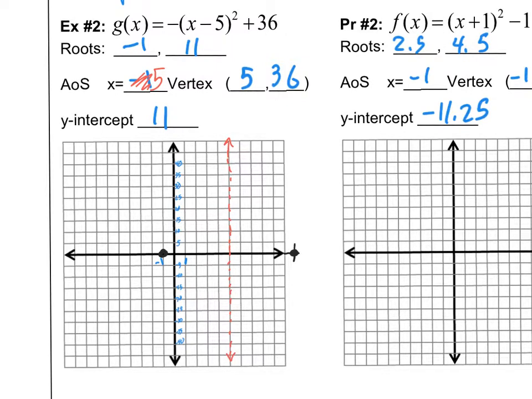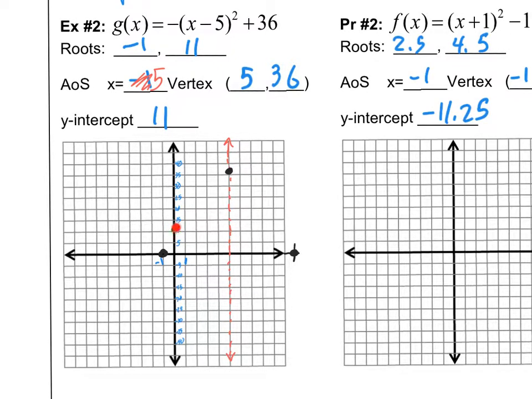Okay. All right, and my vertex is at (5, 36). So that means, here's 5, the red line is 5, but if I go up 36, it's going to be right about there. Okay, and my y-intercept is right here at 11. Boom.